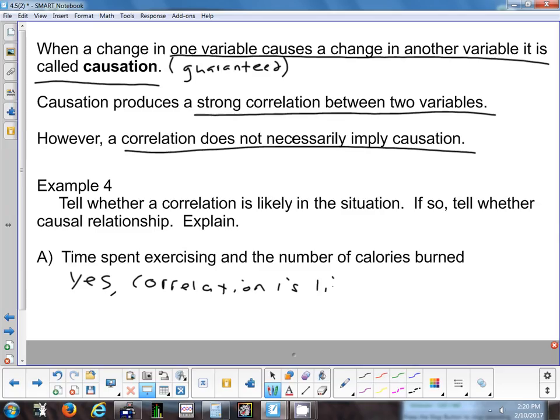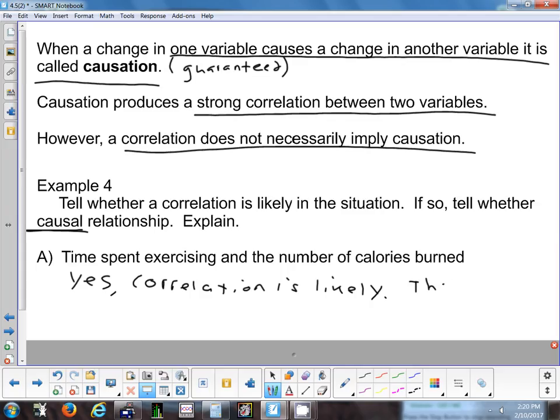Now I want to take it one step further and try to say something even stronger. Is it a guarantee? Does one thing automatically cause the other? If you increase your time exercising, will that guarantee you burn more calories? Assuming you do the same exercises. Yes. So this time there is a causal relationship.